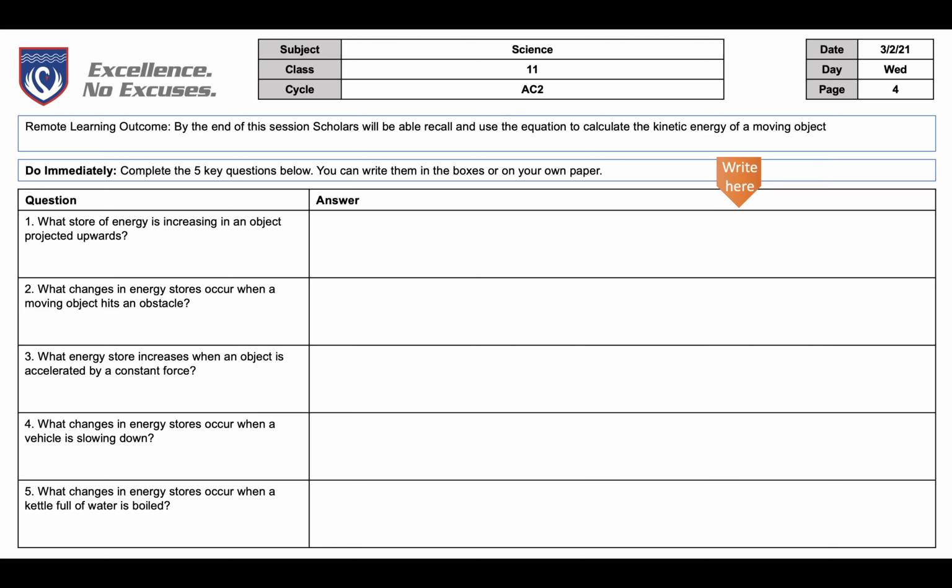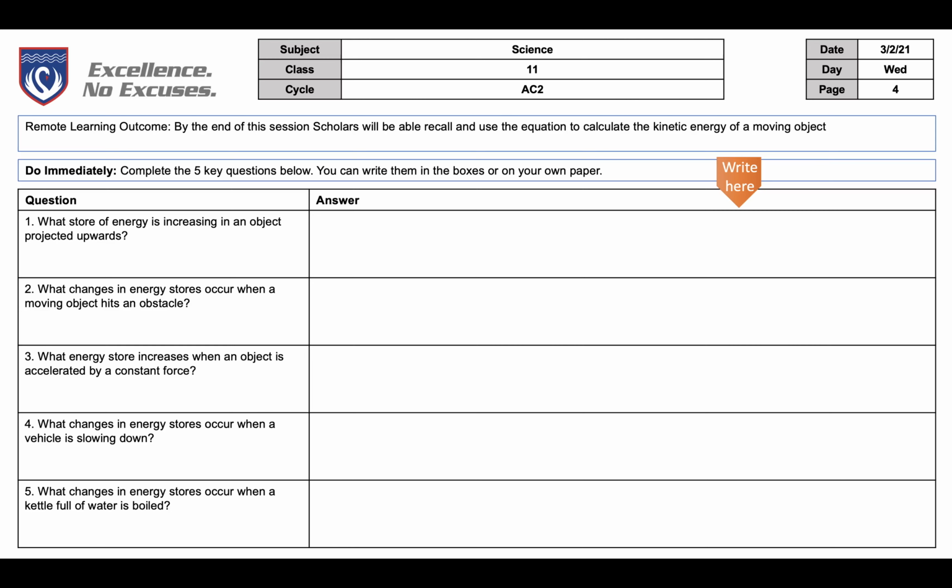What changes in energy stores occur when a vehicle is slowing down? So again, we're starting with our kinetic energy store. That's going to decrease, and the stores that increase will be primarily the internal energy of the brakes. So the brakes transfer kinetic energy to internal energy, so they increase their temperature.